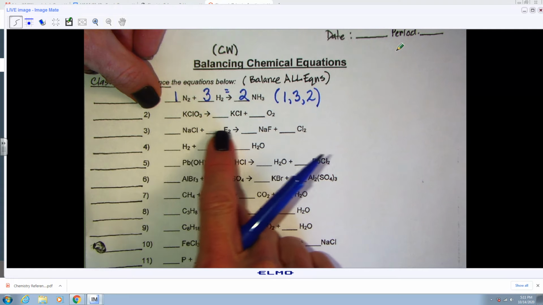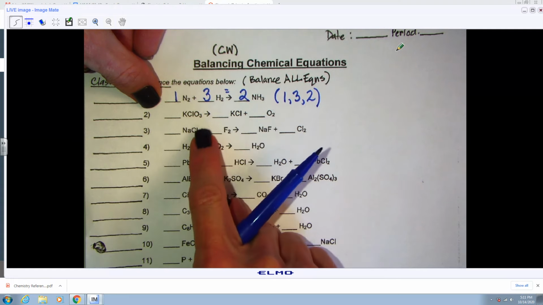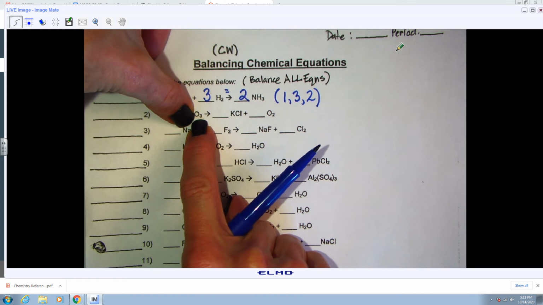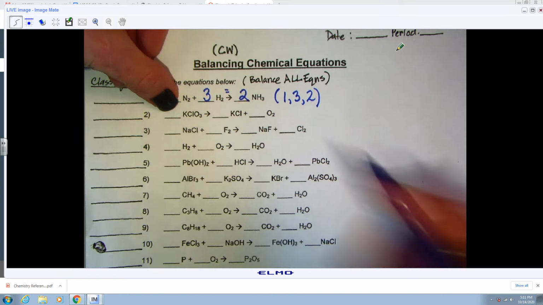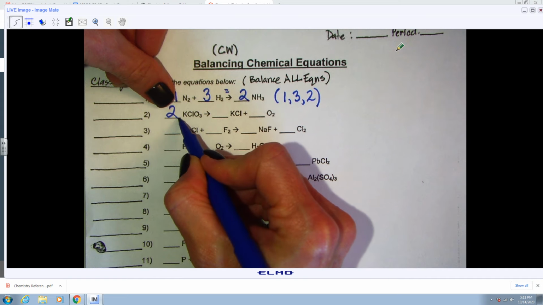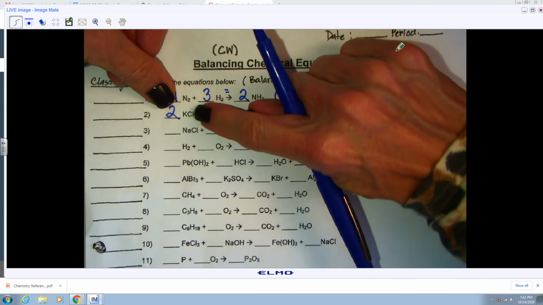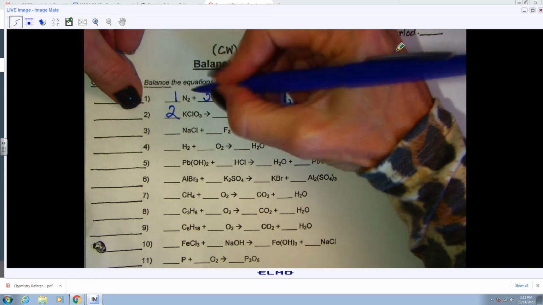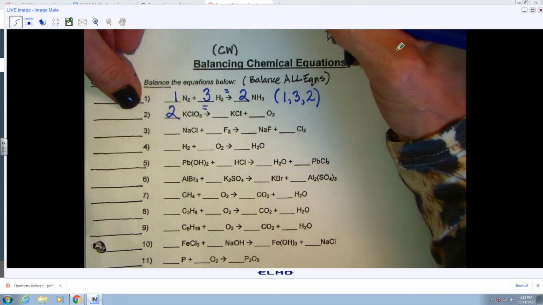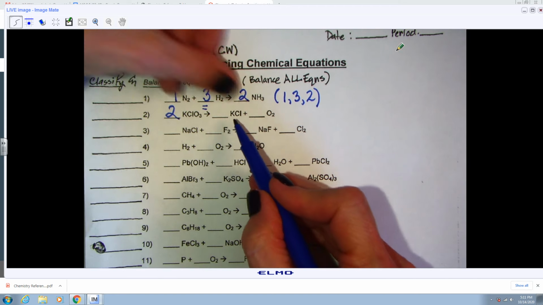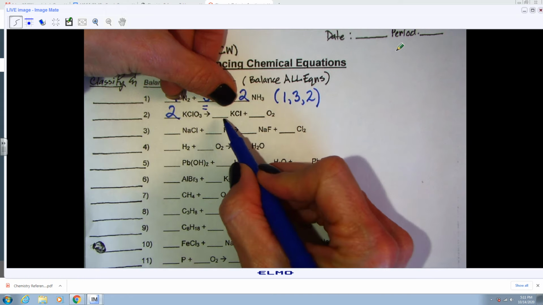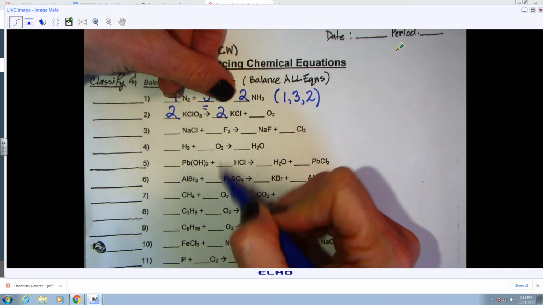As I look across here, I see that there is an odd number subscript 3 where my oxygen is. That means I have 3 oxygens. So that's where I'm going to start. I'm going to go ahead and put a 2 in front of that entire compound. Now, sometimes it helps to cover up. So let's look at your potassiums. You have 2 potassiums on this side. Notice here's your yield sign. So there's your equal sign. So now I've got only 1 potassium on this side. So I need 2. So let's put a coefficient of 2 there.